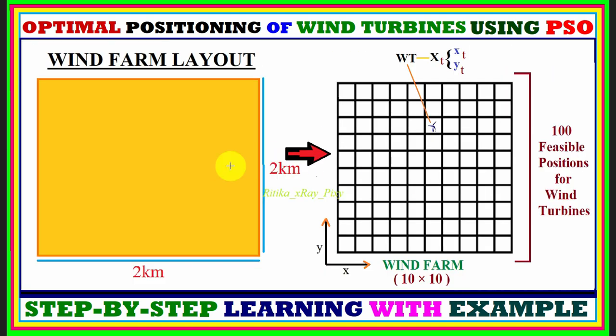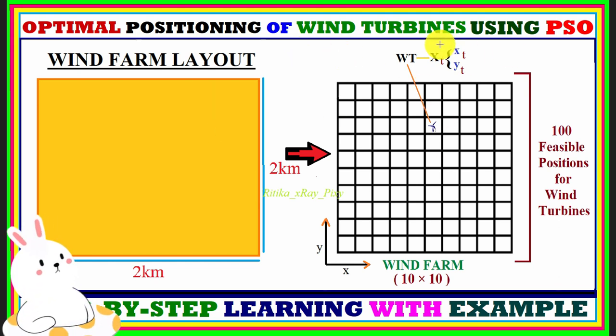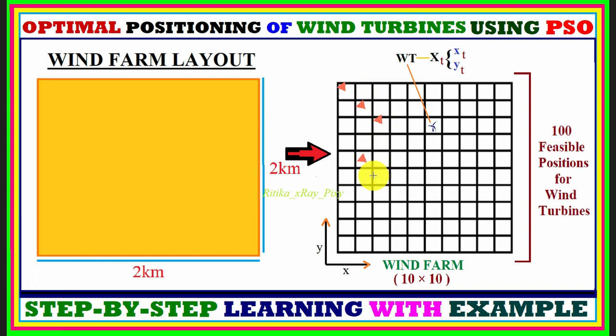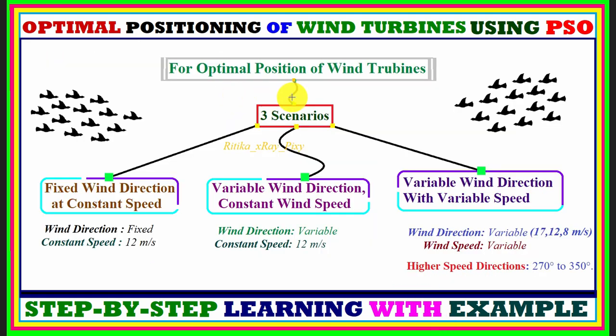Now we will try to find out the optimal position for the wind turbines, how we can place wind turbines. So we will try to find out the optimal position for the wind turbines using the particle swarm optimization algorithm. For the optimal positioning of the wind turbines, you can see we have different scenarios. In the first scenario we have fixed wind direction. So wind direction is fixed and we have the constant speed, that is 12.